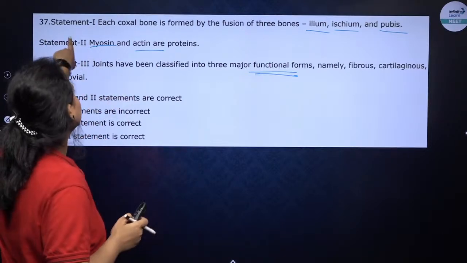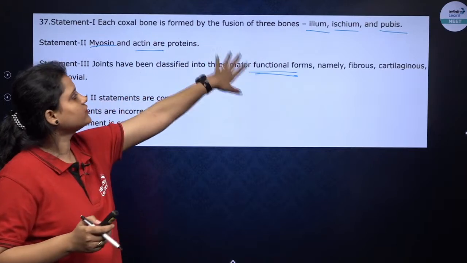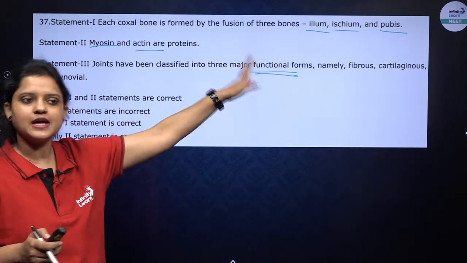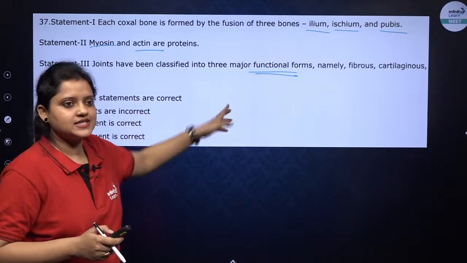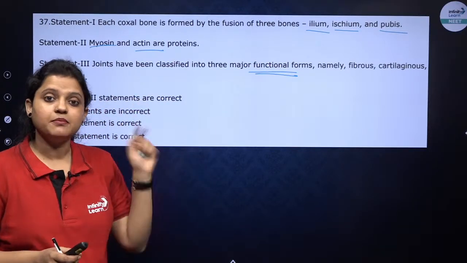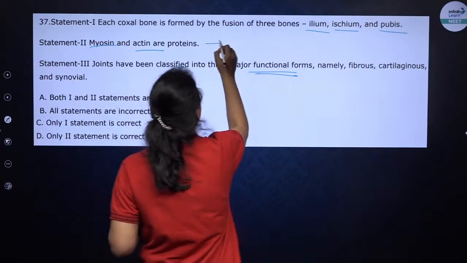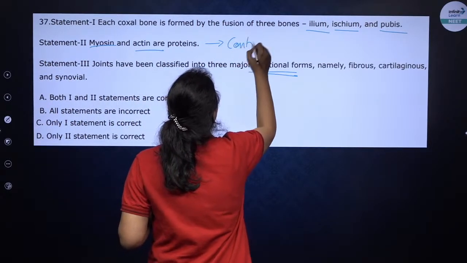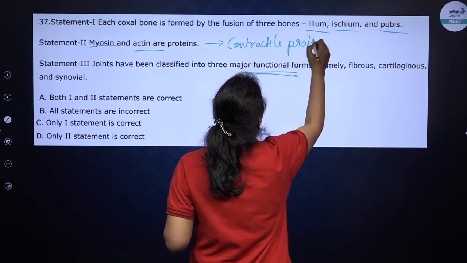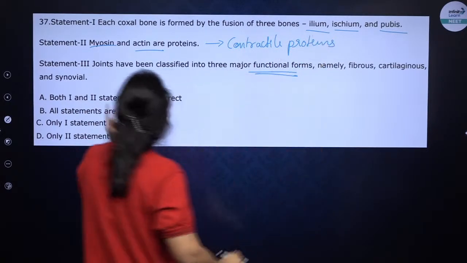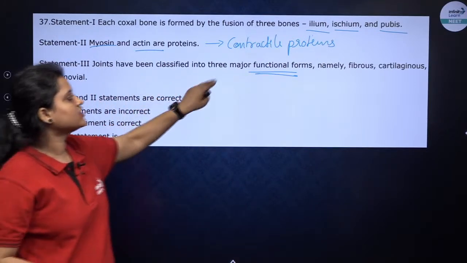लेट्स रीड इट वन बाय वन. Each coxal bone is formed by fusion of 3 bones, ilium, ischium and pubis. Absolutely correct. Myosin and actin are proteins. Yes, contractile proteins which are present in muscles. These are contractile proteins in muscles. Joints have been classified into 3 major functional forms.